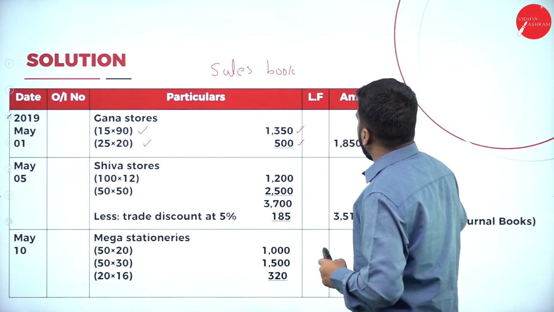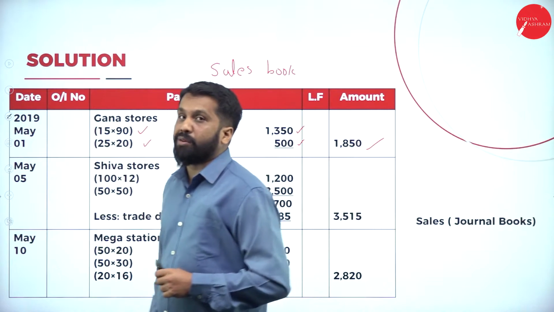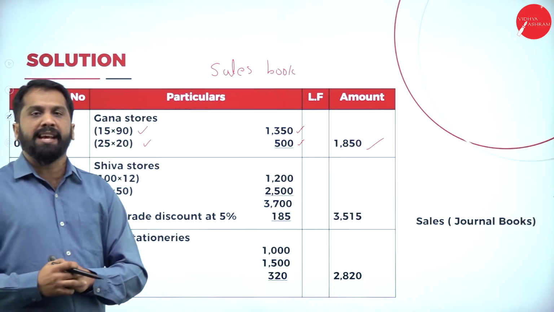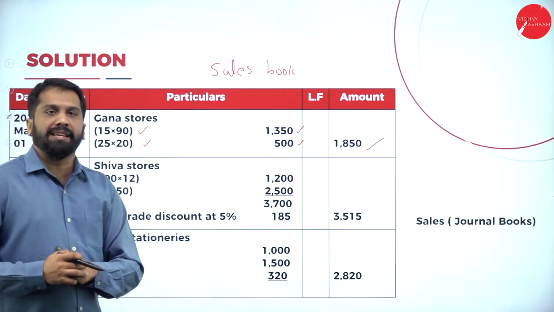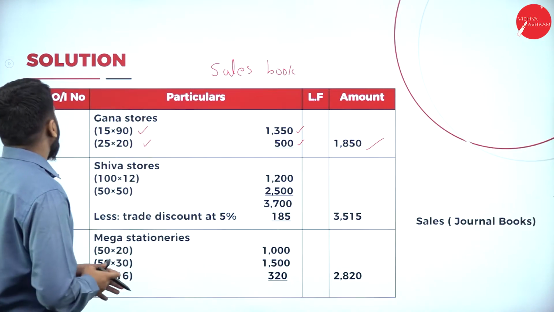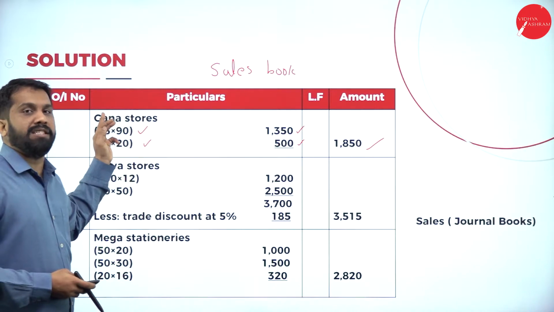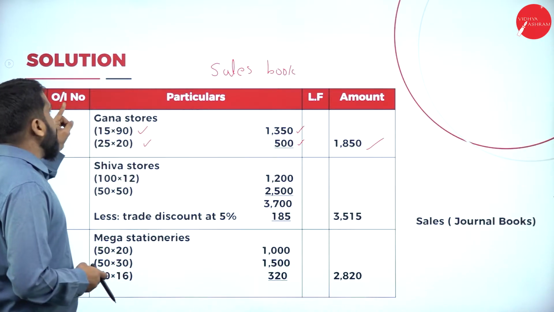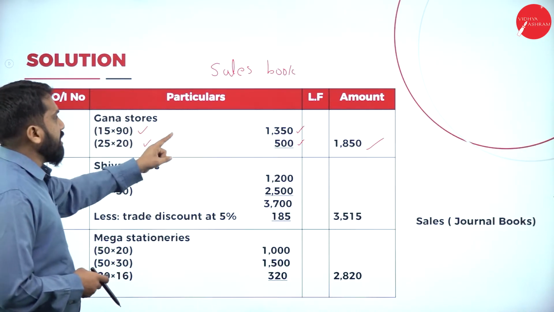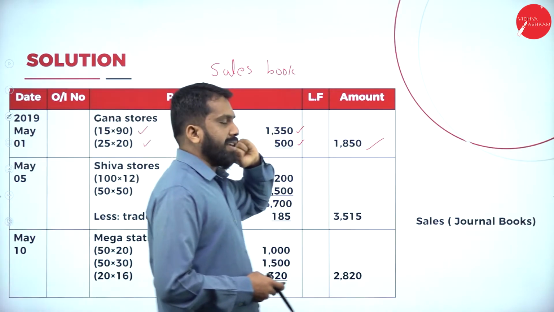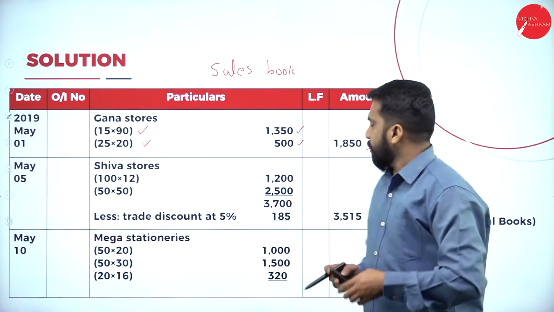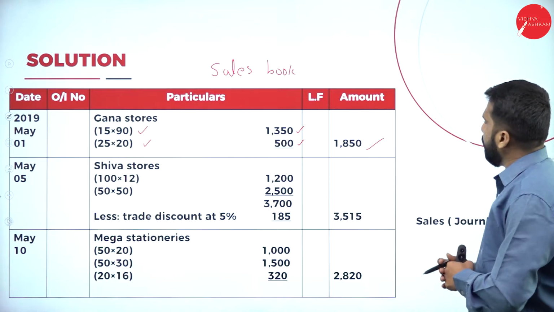1350 plus 500, you will get 1850. Any doubt? Hopefully, there is no doubt. The columns are date. Which account are we doing? Sales account. For sales, which one should we write? Outward invoice number, particular, LF, amount. Any doubt? No doubt. So, we are doing the sales journal book.